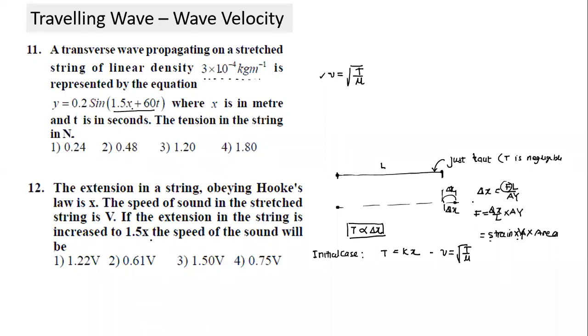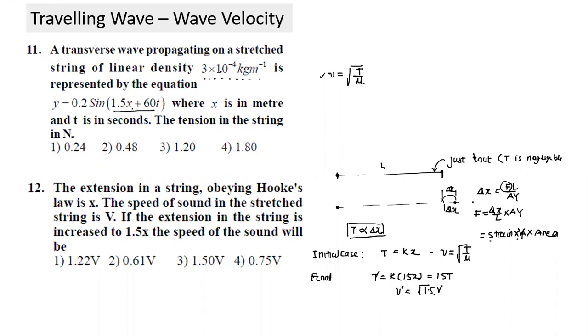We could have solved this very quickly. When we increase the extension of the spring, in the final case, T dash is equal to k into 1.5x, which is equal to 1.5 times T. So when the tension becomes 1.5 times T, the velocity will become root of 1.5 times. So v dash will be equal to root of 1.5 into v.